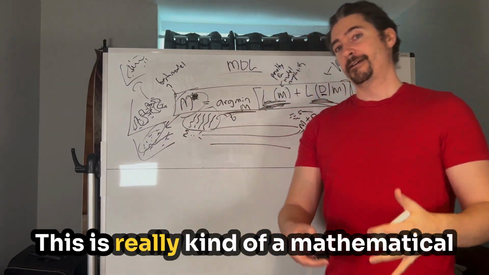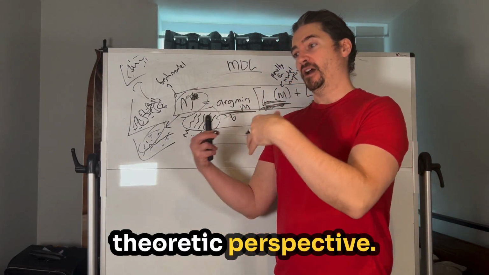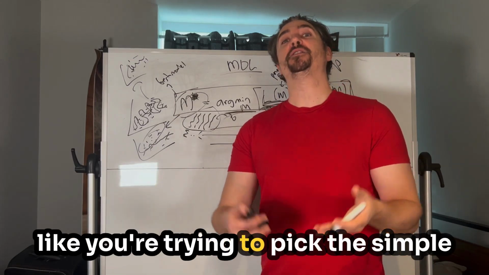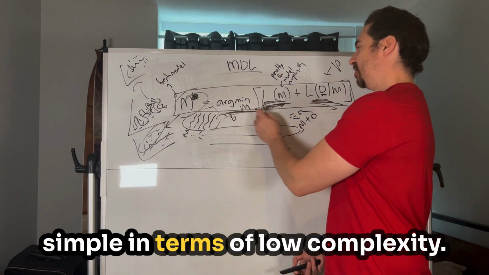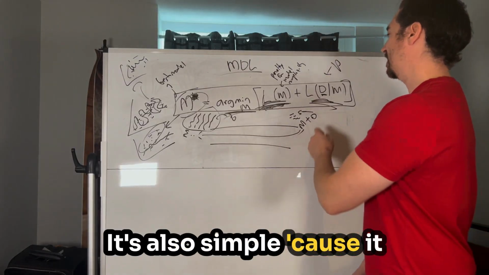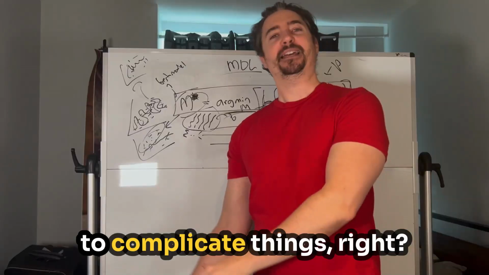This is really a mathematical re-expression, from an information theoretic perspective, of something like Occam's razor. You're trying to pick the simple theory, but it's not just simple. It's simple in terms of low complexity. It's also simple because it doesn't leave a bunch of stuff unexplained, which tends to complicate things, right?